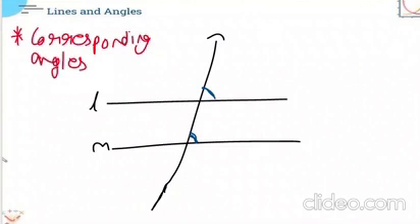How many such angles can we have? We have first one, then this also, 2, correct? Then we can have this, 3, correct? And then we can have here also, 4. So in total we can have 4 pairs of corresponding angles in the transversal, isn't it? Now let's move to the next one.